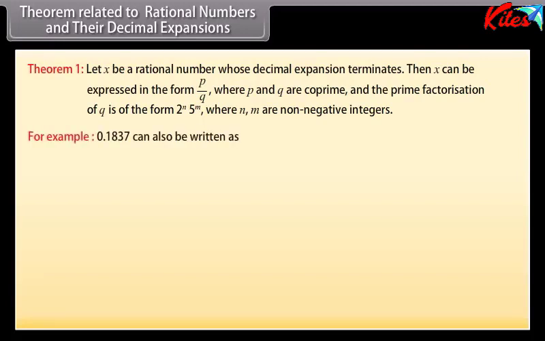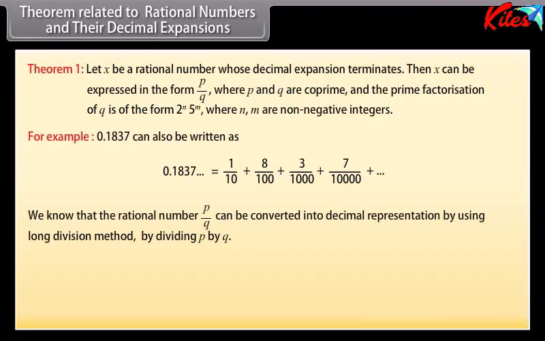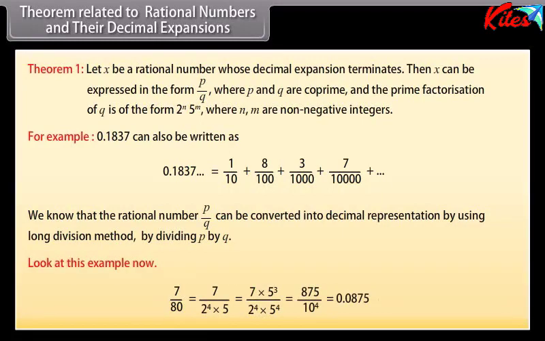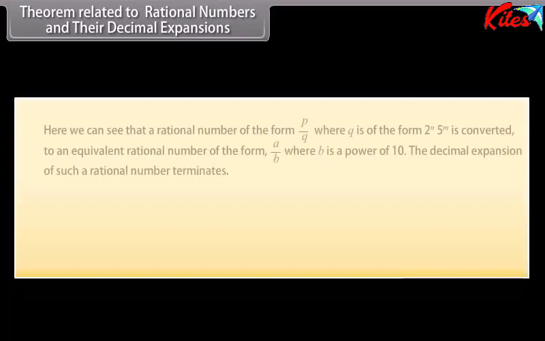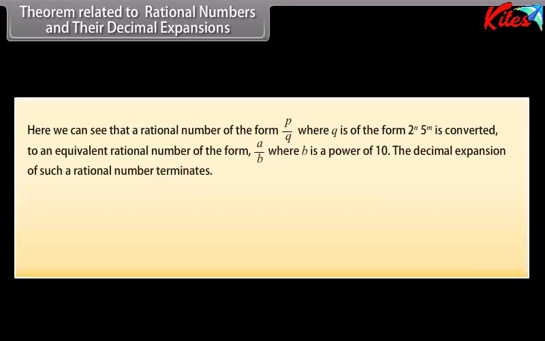For example, 0.1837 can also be written as a fraction. We know that the rational number p upon q can be converted into decimal representation by using the long division method, by dividing p by q. Look at this example now. Here we can see that a rational number of the form p upon q, where q is of the form 2 raised to the power n, 5 raised to the power m, is converted to an equivalent rational number of the form a upon b, where b is a power of 10. The decimal expansion of such a rational number terminates.